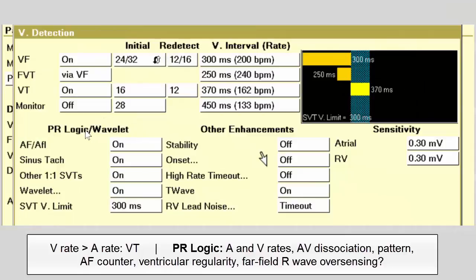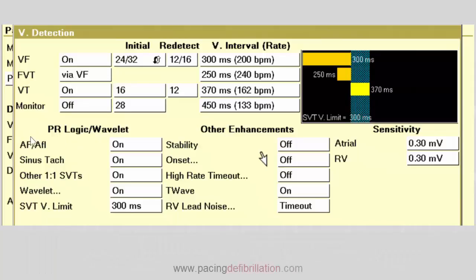There are 3 distinct PR logic features that can be programmed to on: atrial fibrillation/atrial flutter, sinus tach, and other one-to-one supraventricular tachycardias.